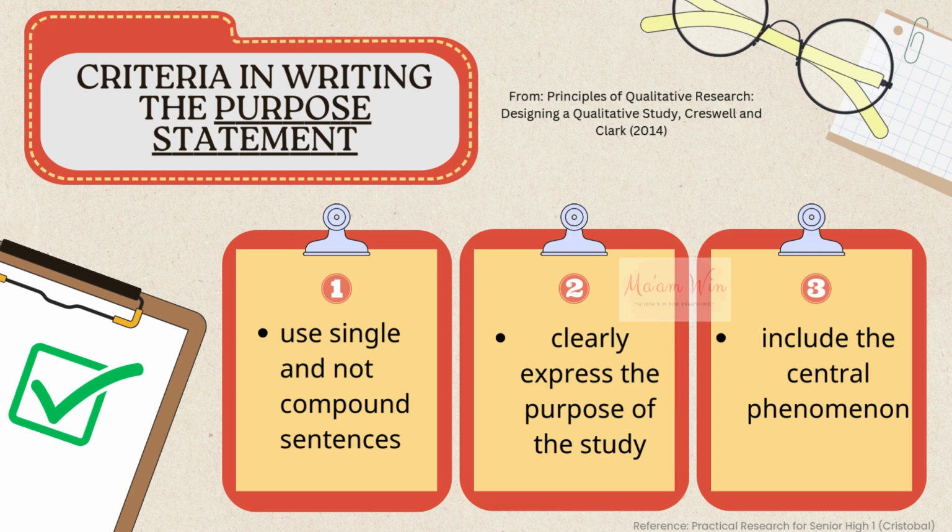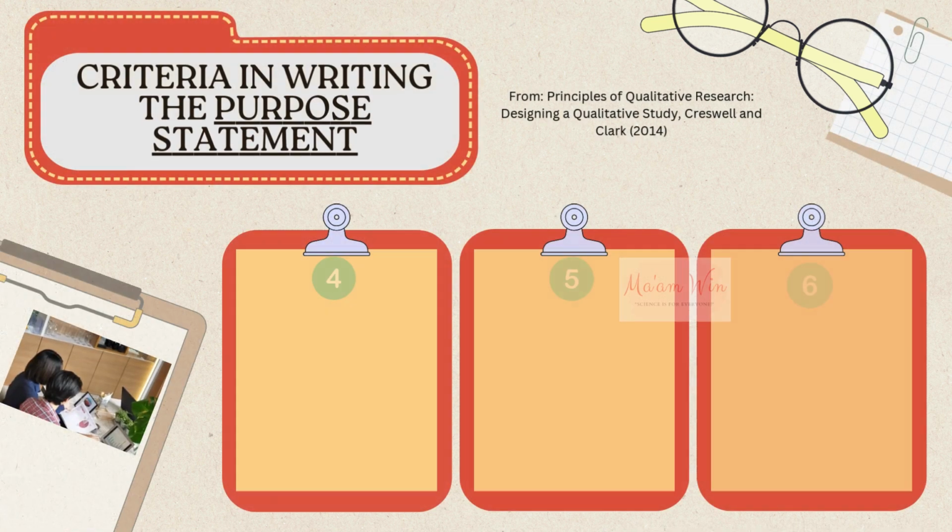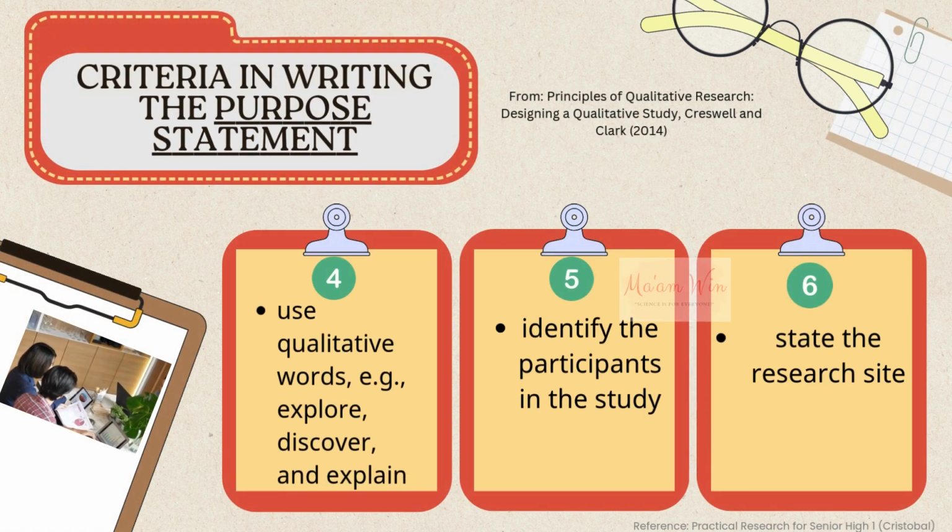Meron tayong 6 na criteria sa pagsusulat ng purpose statement according to the principles of the qualitative research, Designing a Qualitative Study by Creswell and Clark, 2014. Number 1, use single and not compound sentences. Number 2, clearly express the purpose of the study. Number 3, include the central phenomenon. Number 4, use qualitative words such as explore, discover, and explain. And then identify the participants of the study. And lastly, state the research site.